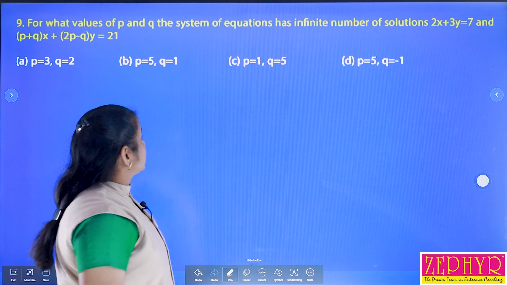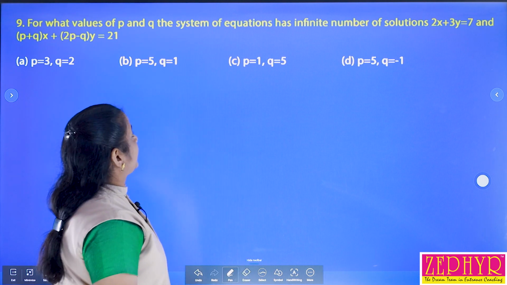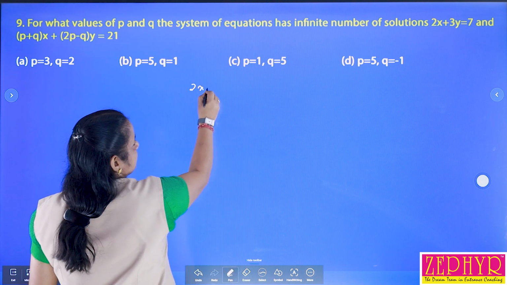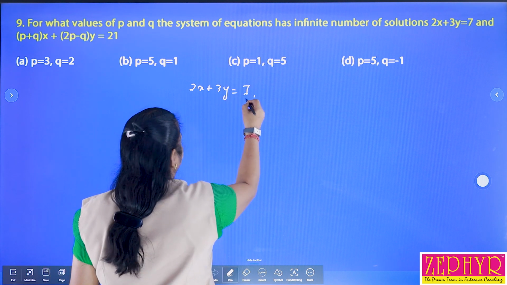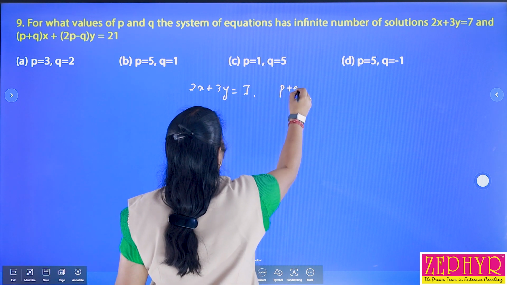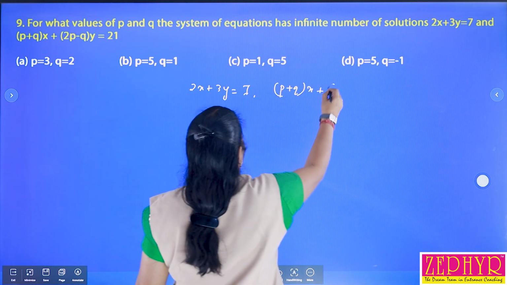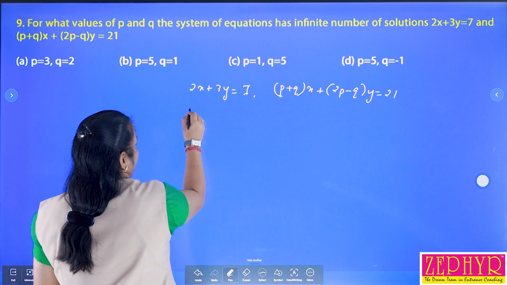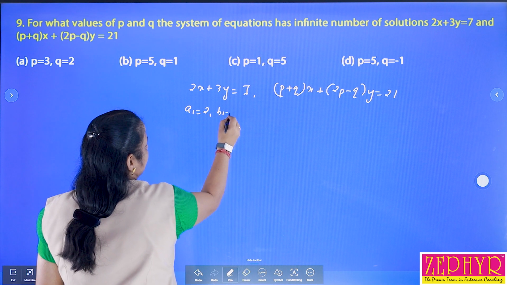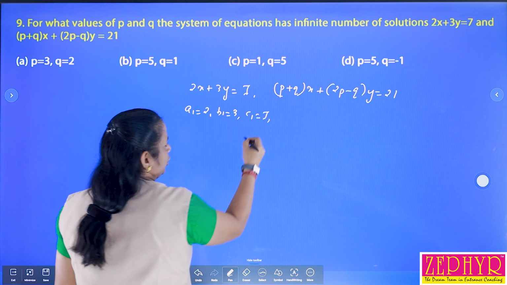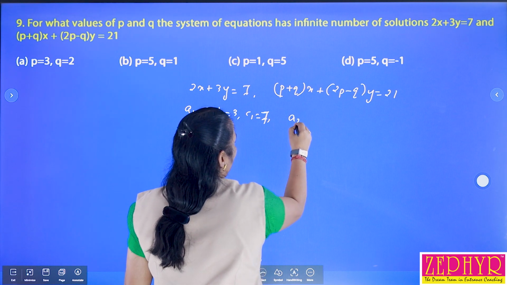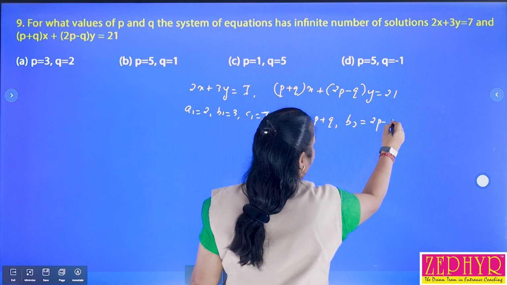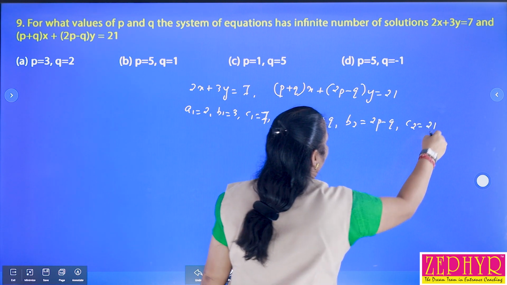Okay, the next question, the ninth question. For what values of P and Q does the system of equations have an infinite number of solutions? The first equation is 2x + 3y = 7. The second one is (P + Q)x + (2P - Q)y = 21. So a1 = 2, b1 = 3 and c1 = 7. a2 = P + Q, b2 = 2P - Q and c2 = 21.